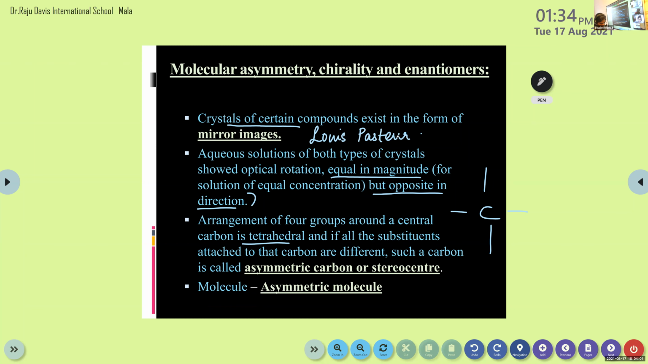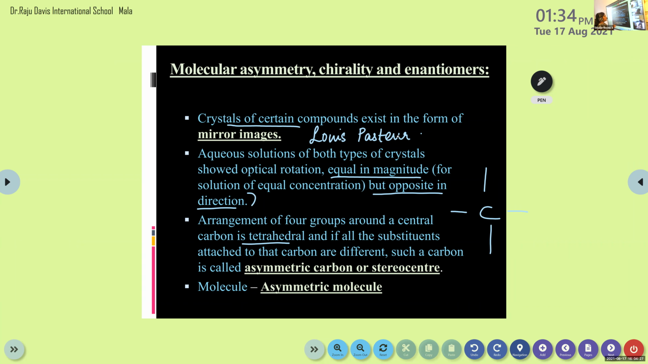Okay, the observation of Louis Pasteur was that crystals of certain compounds exist in the form of mirror images. That means one towards right, the other towards left. So aqueous solutions of both types of crystals show optical rotation equal in magnitude but opposite in direction. And this is another term, that is asymmetric carbon or stereo center.